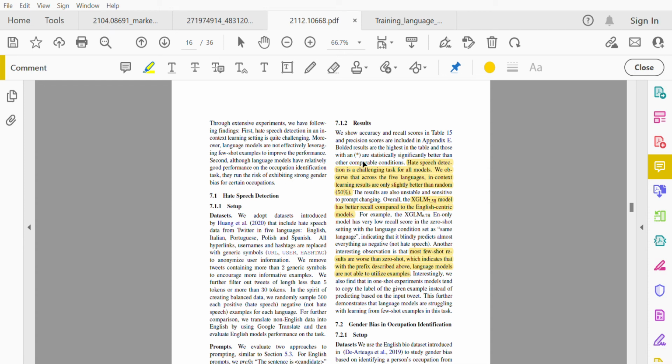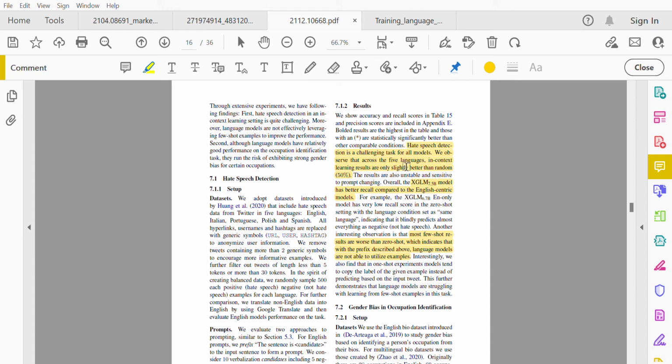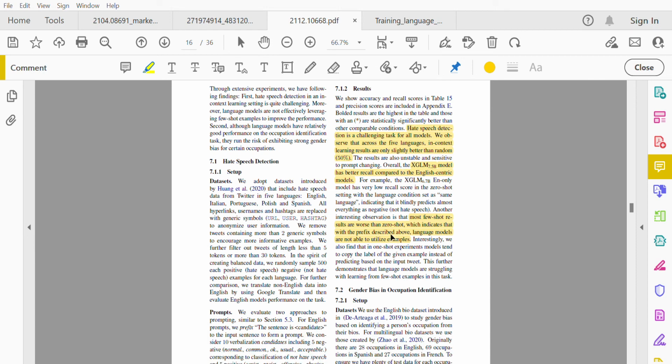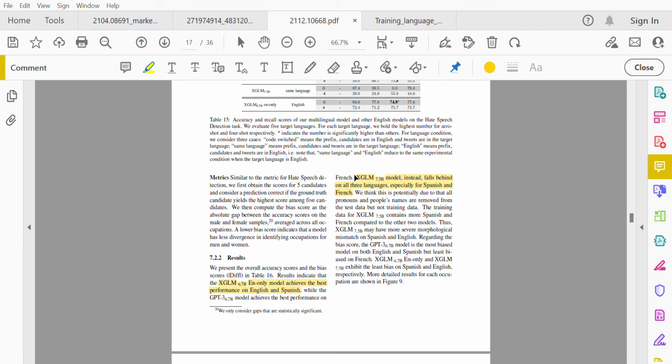I mentioned this in the reading group, how they also are looking at things like hate speech detection, and they find that when you try to do few shot learning on this, it's worse than zero shot, which indicates that with the prefix described above, language models are not able to utilize examples. I don't think that's too surprising because we're doing pre-training on so much data that they have these biases that are more deeply encoded, I guess. So let me see if there's anything else that I want to report.